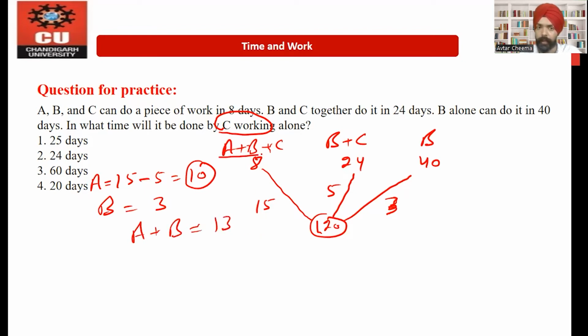But the A, B, C together efficiency is 15. That means C has an efficiency of 2. So 15 minus 13 is 2. So C's efficiency is 2. And the total work is 120. The efficiency of C is 2, meaning C does 2 units of work daily. So divide by 2, and C can complete the work in 60 days.